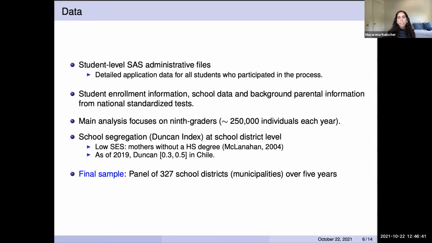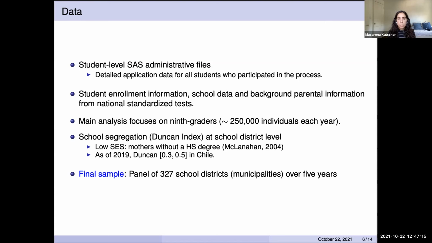Participation in the system is mandatory for students entering the system, so in pre-K, and for those who want to switch schools. However, since we don't have socioeconomic background information for pre-K, we use ninth graders, for whom participation is particularly high because at least 50% of the students are forced to switch school as their primary school does not offer secondary education. And for them, we have background information from previous records.